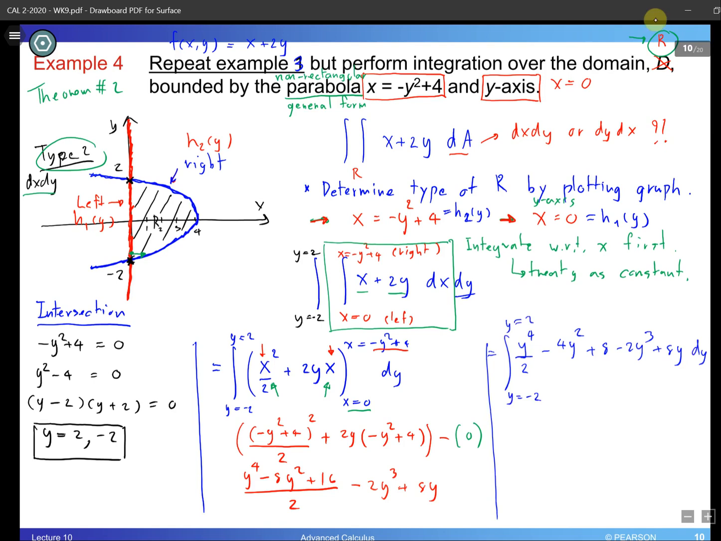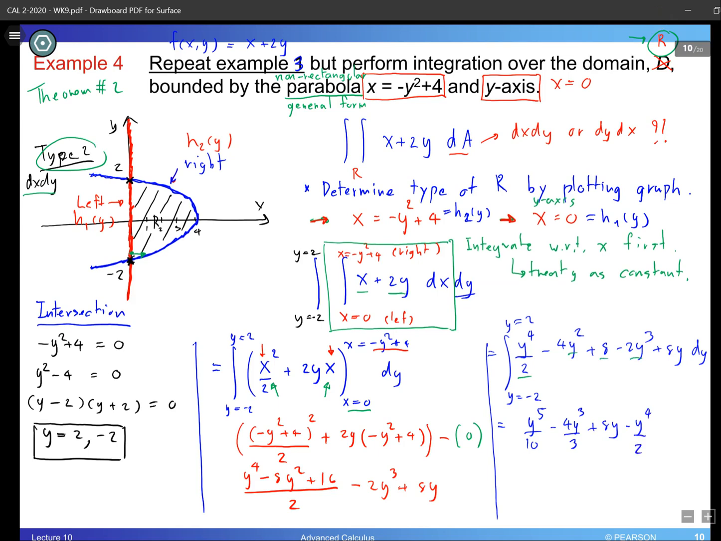So equal to, first term with respect to y, I am going to get y to the 5th divided by 10, minus, integrate this with respect to y, we get y cubed over 3, right? So in the end we have 4y cubed divided by 3. Integrate this with respect to y, this one is easy, plus 8y. Integrate this with respect to y, we are going to get y to the 4th divided by 4, and cancel with this 2, it's going to be minus y to the 4th divided by 2.